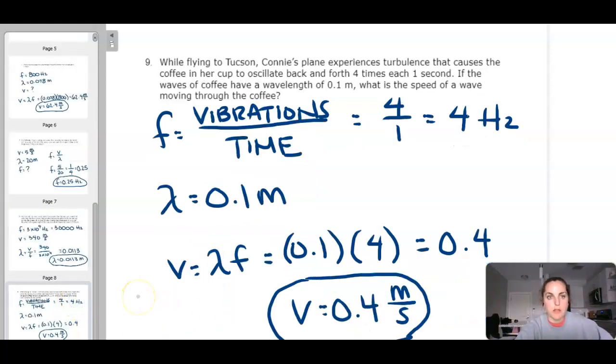And last one here. While flying to Tucson, Connie's plane experiences turbulence that causes the coffee in her cup to oscillate back and forth 4 times each 1 second. If the waves of the coffee have a wavelength of 0.1 meters, what is the speed of a wave moving through the coffee? So our frequency is going to be, remember, vibrations over time. The number of vibrations occurring in 1 second was 4, so it's going to be 4 hertz. The wavelength was 0.1 meters. We're going to multiply those two numbers together, so the velocity of that wave was 0.4 meters per second.